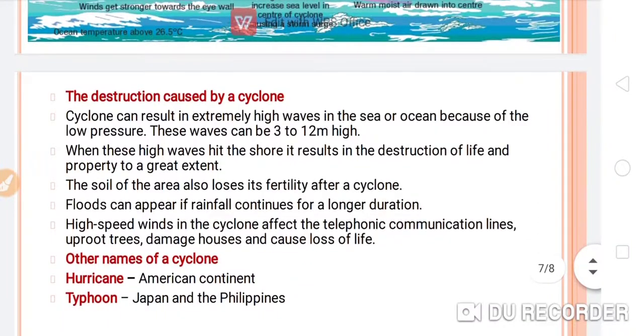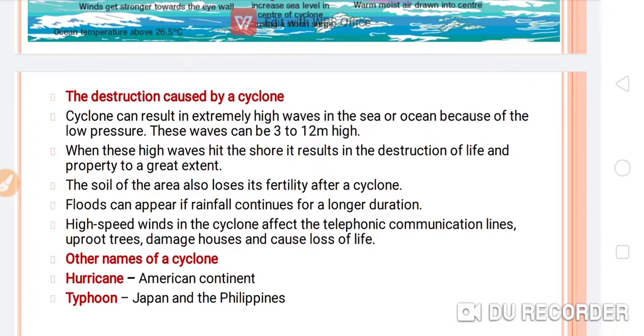Now, the destruction caused by a cyclone. Which kind of destruction? Let's see. A cyclone can result in extremely high waves in the sea or ocean because of the low pressure. These waves can be 3 to 12 meters high. When these high waves hit the shore, it results in destruction of life and property to a great extent. The soil of the area also loses its fertility after a cyclone, because the fertile soil moves along with the cyclone from one place to another.